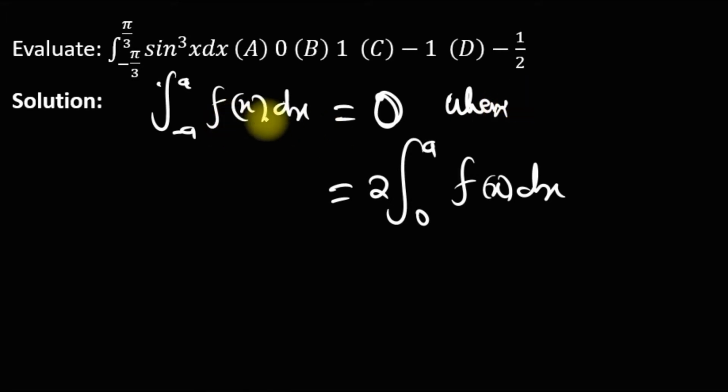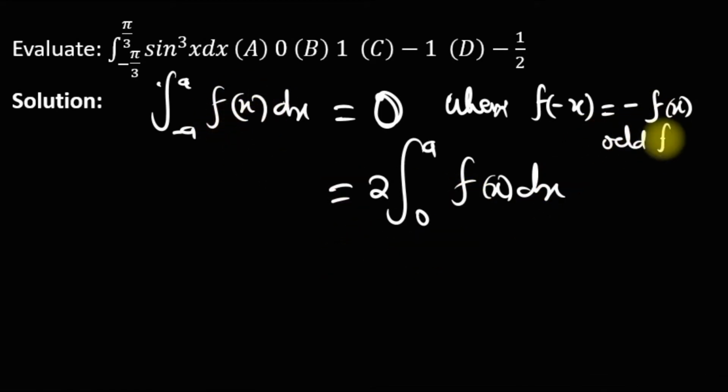This is when this is an odd function. Odd function means f(-x) will be equal to -f(x). That is, if you substitute the negative of whatever is here, it will be the same thing as minus f(x), the original. Why this one? When that's an odd function.